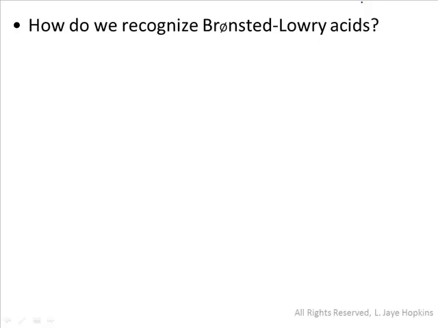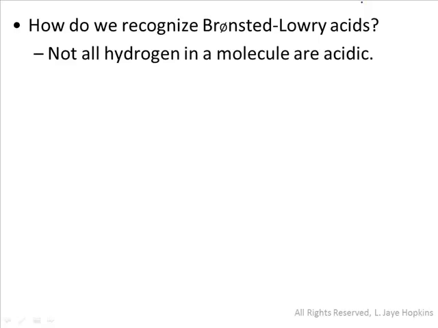So if there's all these different acids and bases out there, and in particular Bronsted-Lowry acids and bases, how can we recognize them on paper? We know that Bronsted-Lowry acids are compounds that donate hydrogen. So the first thing to look for is whether a compound has hydrogen to begin with. But just having hydrogen doesn't guarantee that you're looking at an acid. Not all hydrogen in a molecule are capable of leaving or dissociating from that molecule. We call this acidic hydrogen. So not all hydrogen in a molecule are acidic.